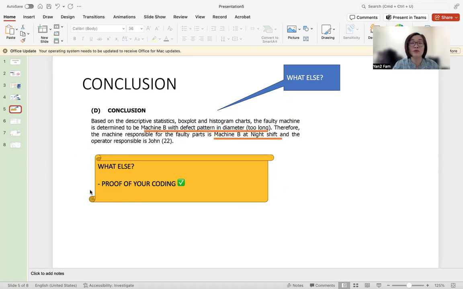And what else is missing in this assignment is your proof of coding. I know you did the coding, but a screenshot as an appendix will do.